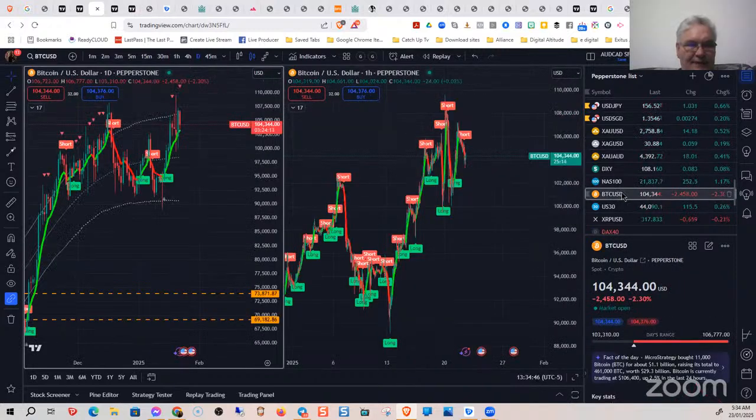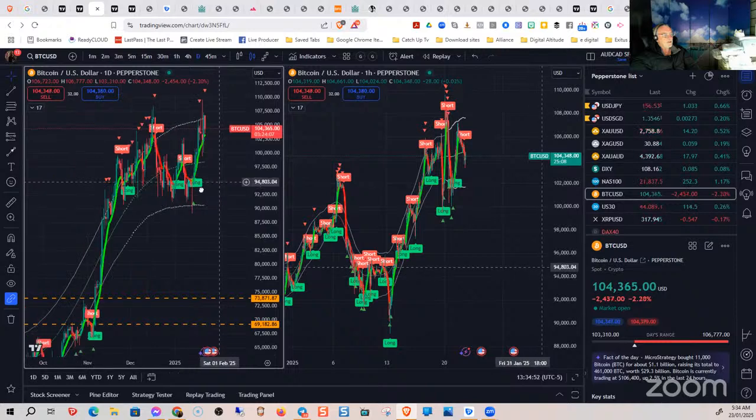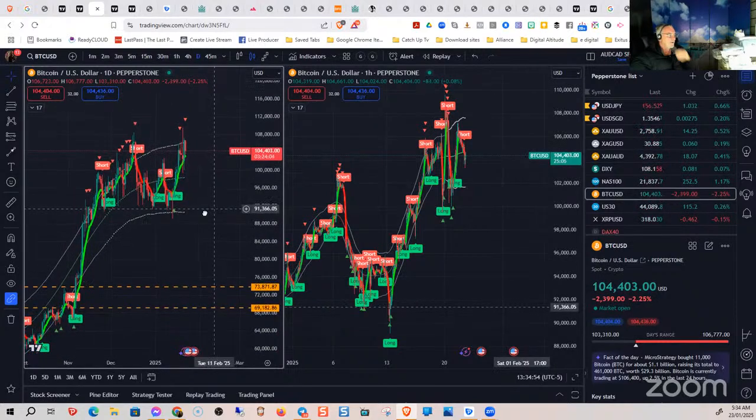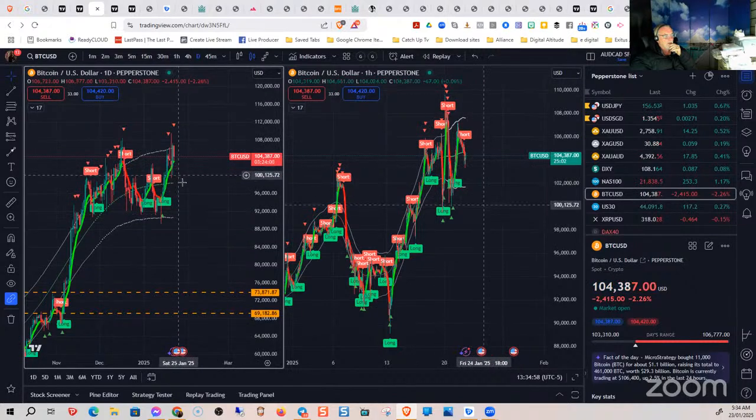Bitcoin's at 104. It was up, it's pulled back down a little bit. I think this is going to be a bit of a story, this one. I'm going to get some more pushing up after it pulls back a bit now.